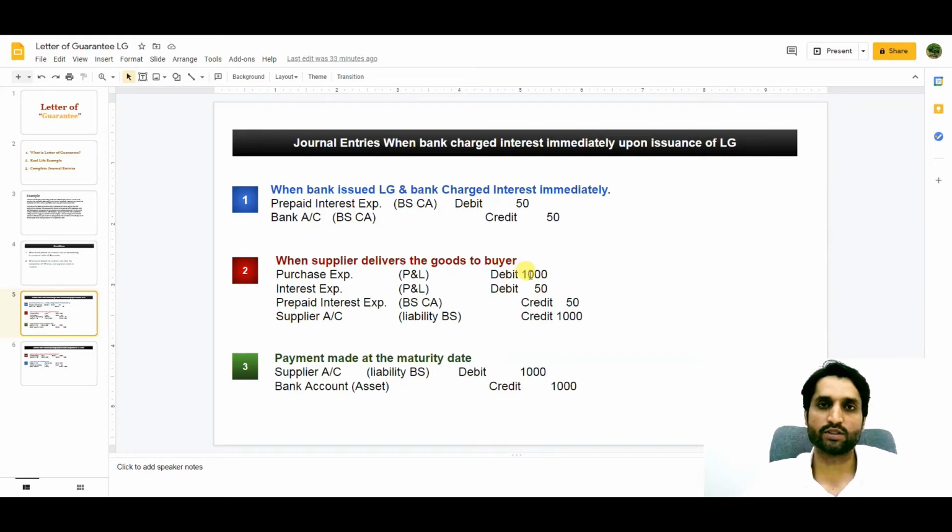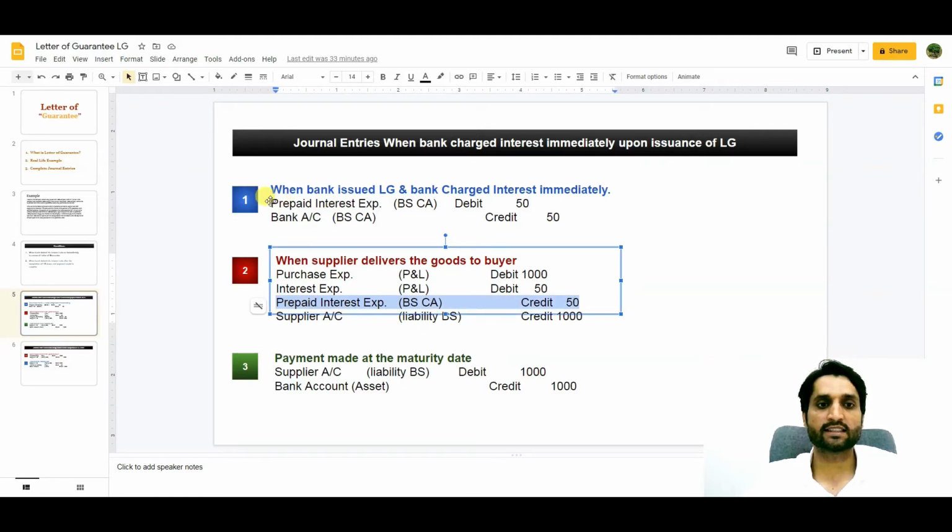Now the next step, when the supplier delivers the goods to the buyer, we will make the purchases expense account debit. If this is inventory, we can make the inventory account a debit, in the current assets. If this is an expense, directly a purchase, then we have to make a purchase expense debit with the total value, and the interest expense account in profit and loss will be debit 50, and the prepaid interest expense balance sheet current account will be credit. This account we made earlier as debit.